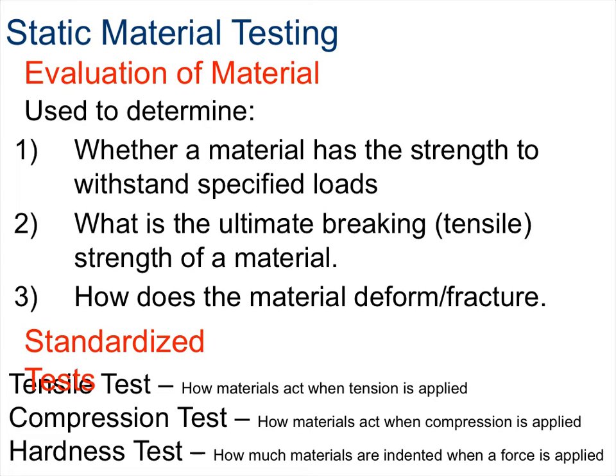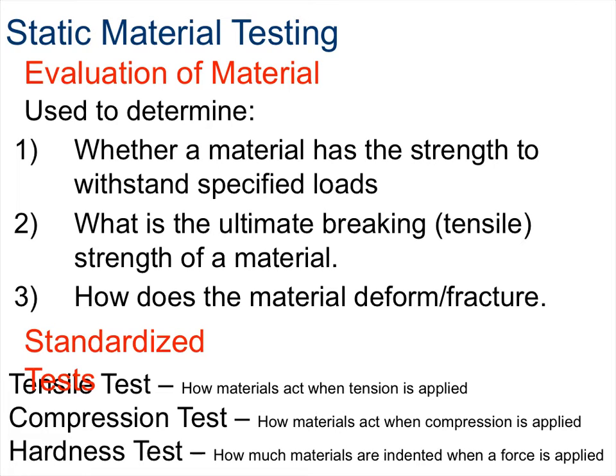For the purpose of gathering data, materials are subjected to a variety of standardized destructive tests. Destructive testing involves loading a test specimen to the point of structural failure while collecting data that indicates a material's mechanical properties. There are many different kinds of destructive tests, with three of the most common being a tensile test, which looks at how a certain material behaves when a tension force is applied, a compression test, which looks at how certain materials behave when a compression force is applied, and the third is a hardness test, which looks at how much materials are indented when a static load is applied.